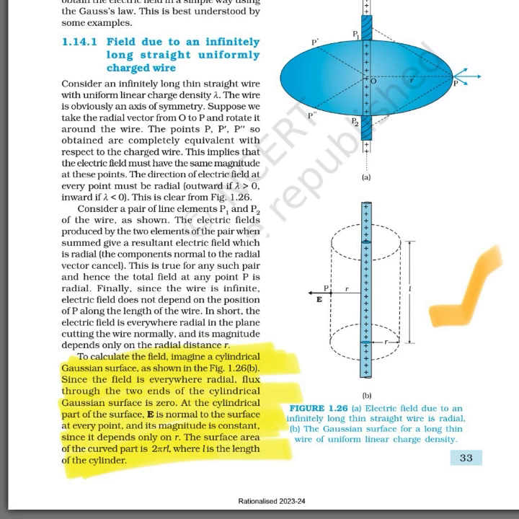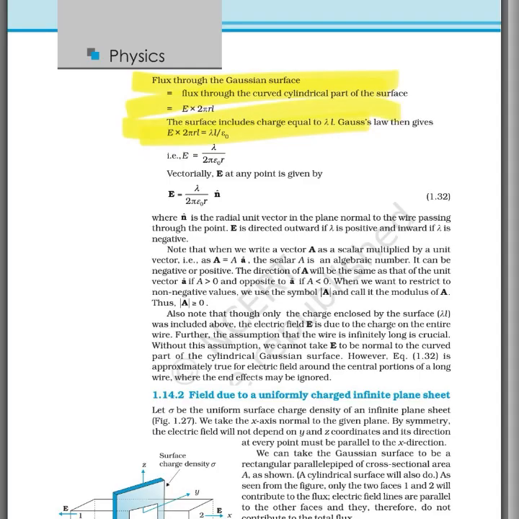Our next important topic is field due to an infinitely long straight uniform charged wire. You have to draw this diagram, and whatever I have marked in yellow you have to write. After writing the yellow part, you have to also write the formula for the long infinite straight conductor. That's different, some statements.